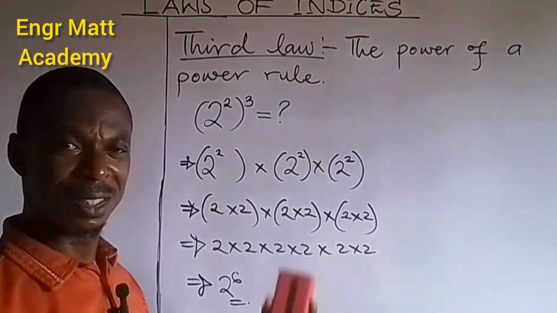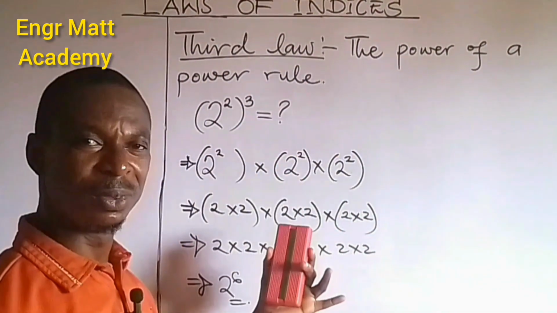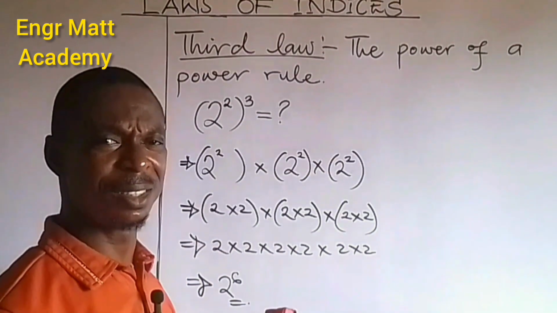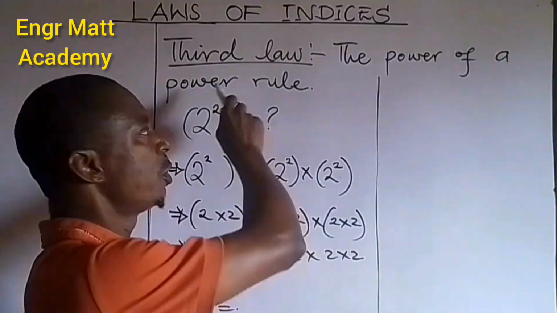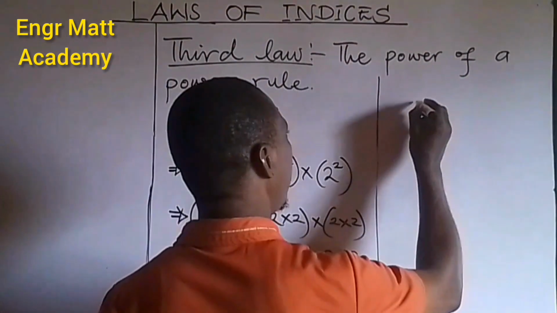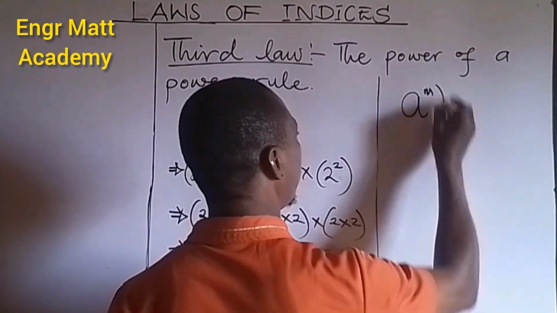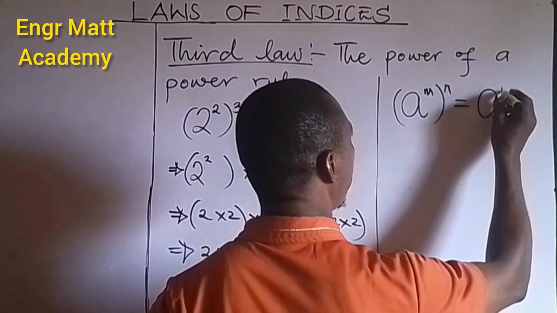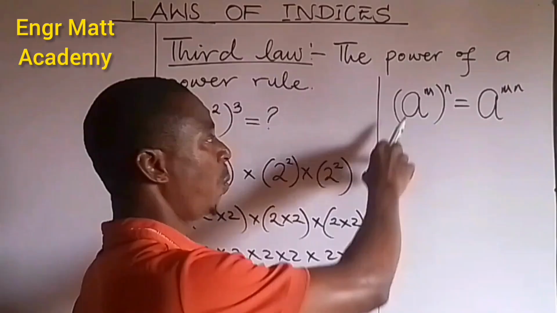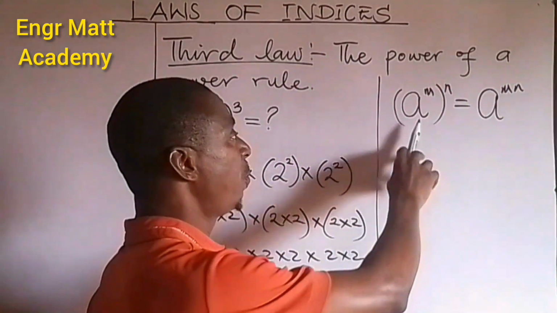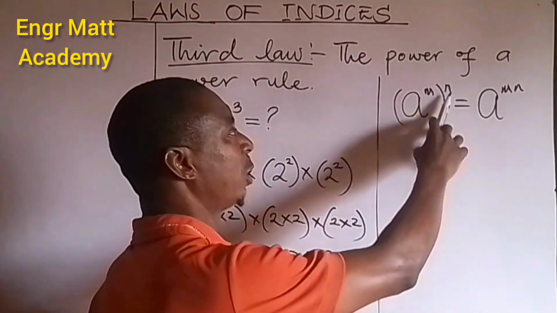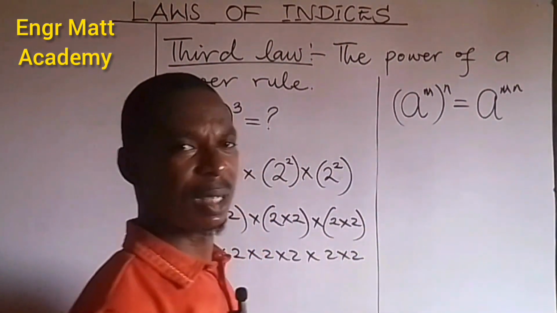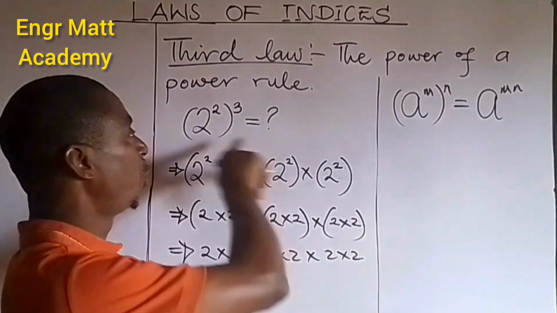But the third law of indices, the power of a power rule, says there's a better, shorter and easier method to do this. Let's try that out. This law states that a raised to power m and raised to power n is equal to a to the power m times n. It means that if a number with a power is raised to another power, we retain the number and multiply the powers. Let's apply the rule to this problem.